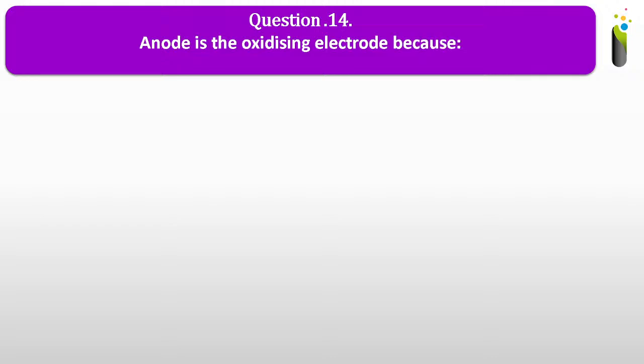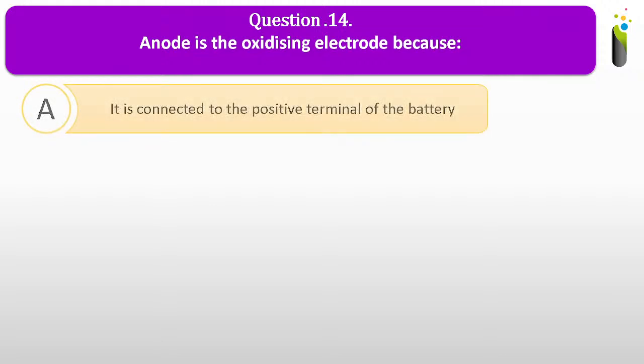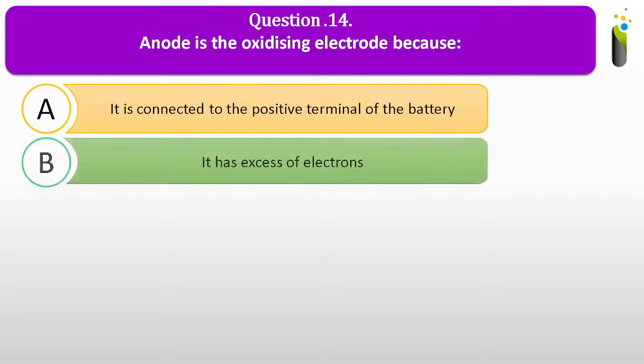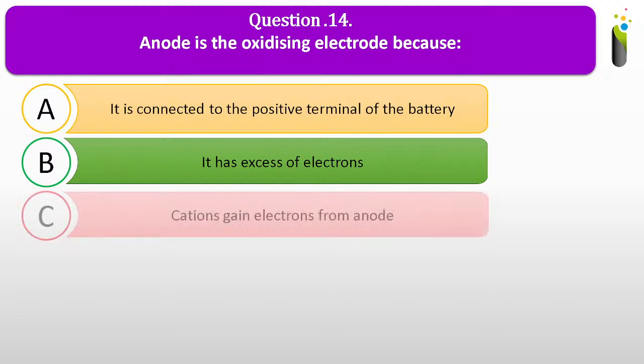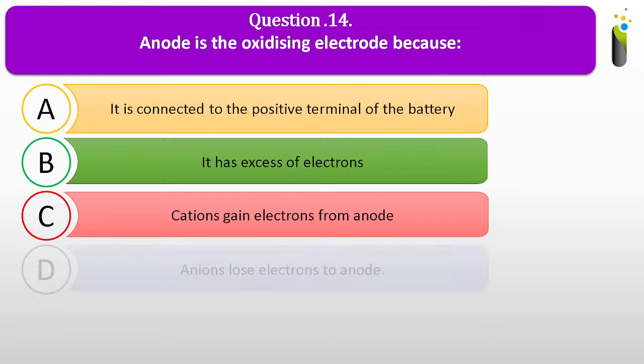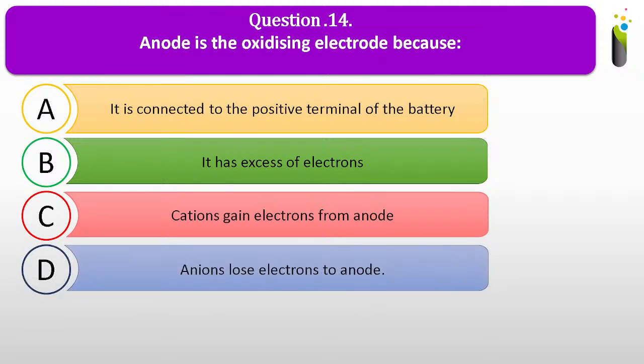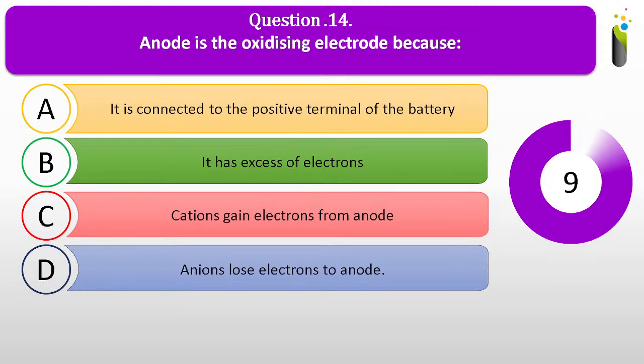Anode is the oxidizing electrode because dash. A. It is connected to the positive terminal of the battery. B. It has excess of electrons. C. Cations gain electrons from anode. D. Anions lose electrons to anode. So anode is the oxidizing electrode because.